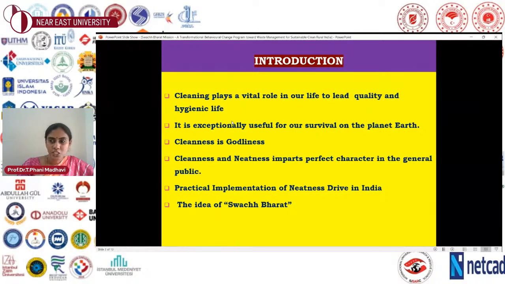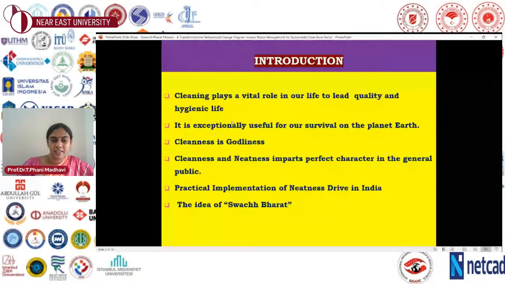So cleaning should be the main need and significant for each resident of the nation. That is why it is the best start for the removal of social issues among the general public, to raise the advancement and development of the nation. It is exceptionally useful for our survival on planet Earth. That is the importance of a hygienic life and of leading a quality life.